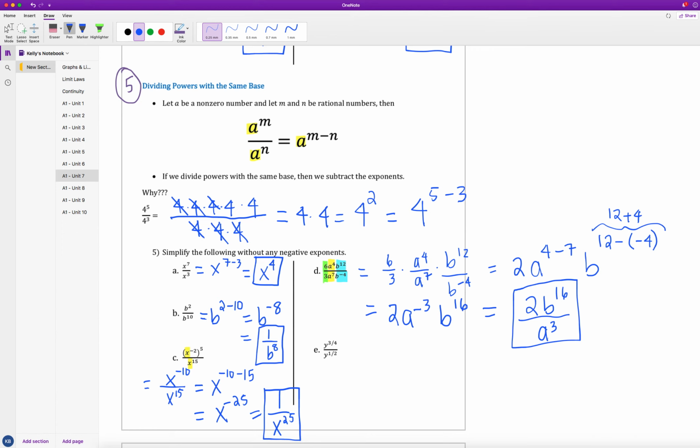And on a test, you always want to make sure you're explaining your thought process, and we do that in math by making sure our work is clear and easy to understand. Okay, let's look at example E.